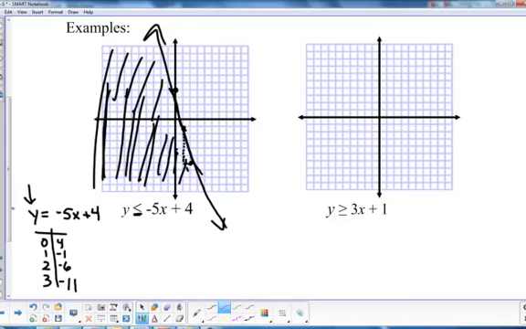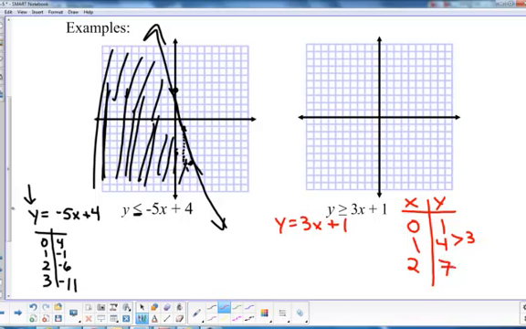All right, over here, we have 3x plus 1. So that means at 0, you get 1. And then as x is going up by 1, y is going up by 3. So 1 will give you 4, and 2 will give you 7. Again, we have a solid line because of that equals to. So 0 gives 1, 1 gives 4, and 2 gives 7.